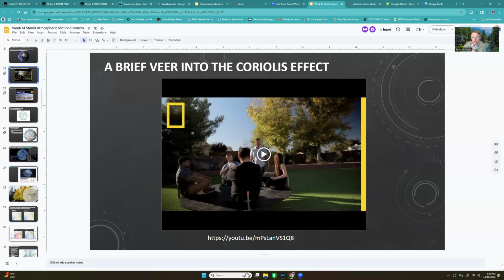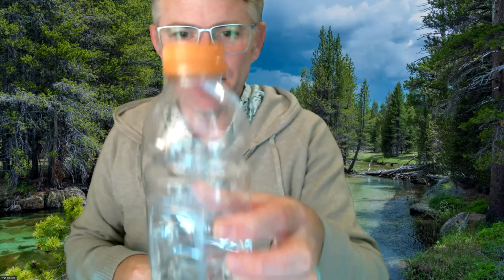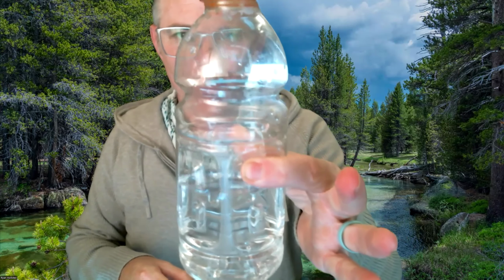Nope. I want to do the cloud in the bottle first, then we'll come back to the Coriolis effect. So let me stop this. Okay. I'm gonna do my best to hold this in front of my body, so it doesn't disappear behind my background. But it's just a Gatorade bottle. There we go. It's a Gatorade bottle with some water in it.